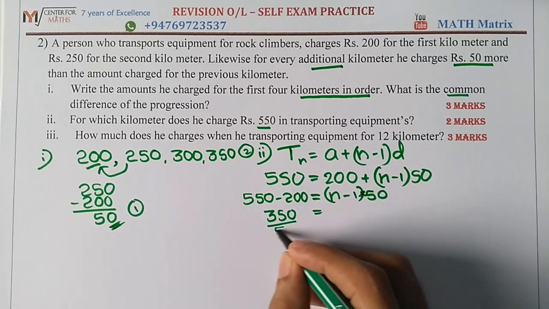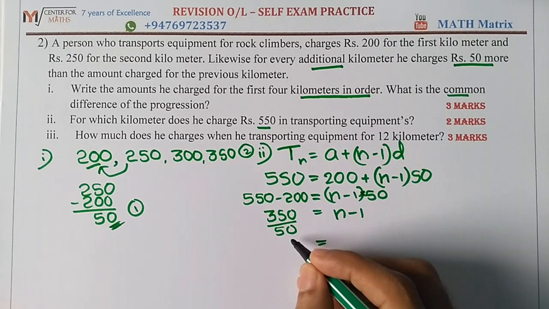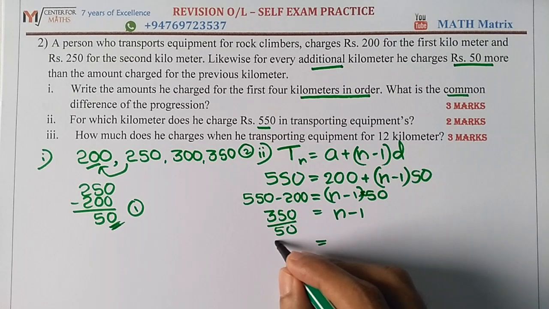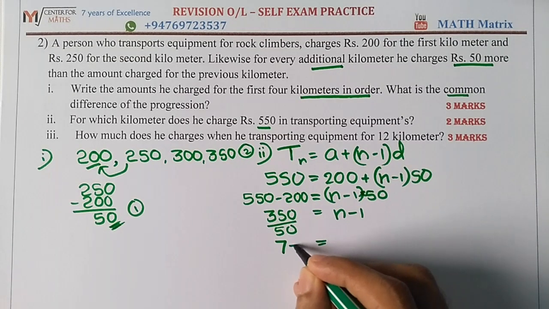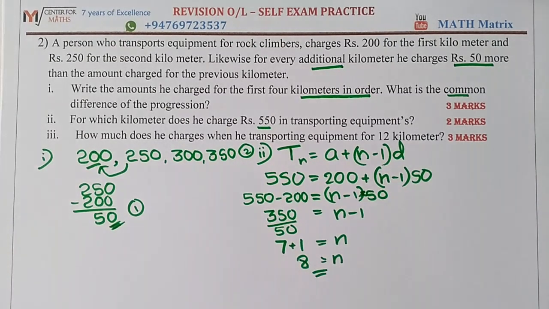If we take that to the left side, there will be division, right guys? So 350 divided by 50, what's the answer? 350 divided by 50 is just 7, and minus 1, if we take that to the right side, there will be plus 1. So the final answer is 8. That means, for which kilometer does he charge 550 rupees? He charges 550 rupees for 8 kilometers.